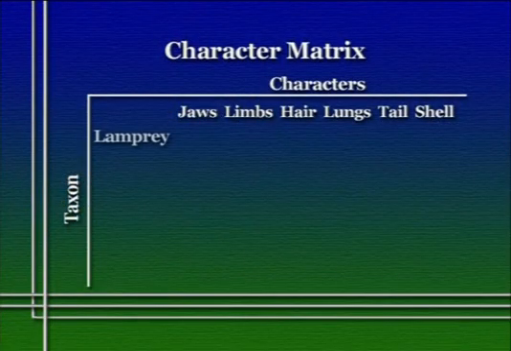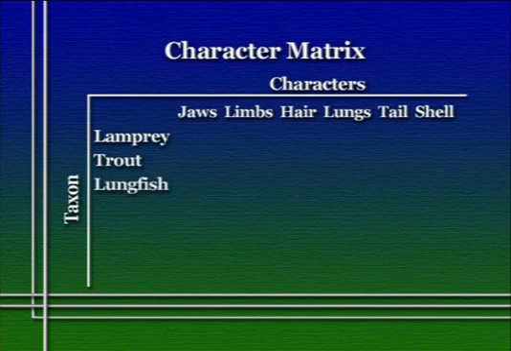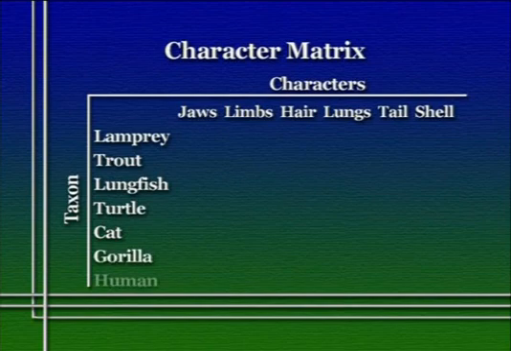I'm going to use a relatively simple example. I'm going to ask us to consider what the evolutionary relationships are among 7 species. We'll talk about, for example, a lamprey, which is a jawless fish, which we can assume is a relatively ancestral member of this group that we're talking about. A trout, which is a more derived fish, a so-called bony fish. A lungfish that actually is quite different, that, as its name implies, uses lungs in addition to gills to obtain oxygen. A turtle, a cat, you're familiar with these. Then we're going to throw a gorilla into the mix, and a human.